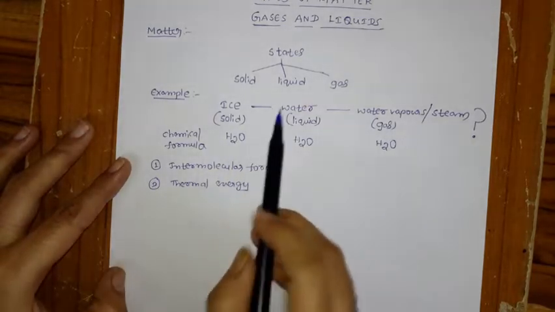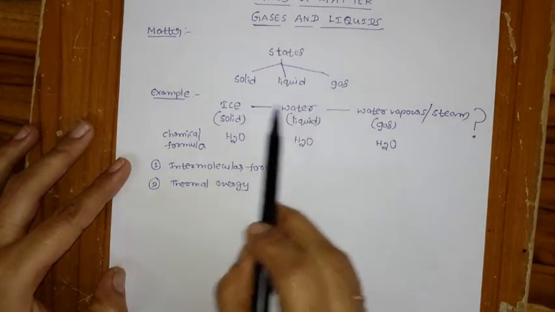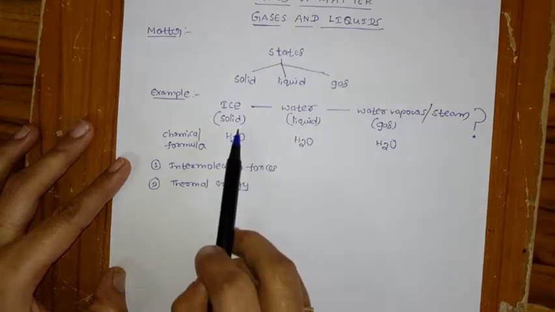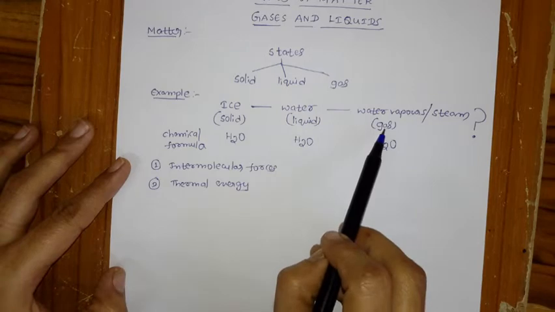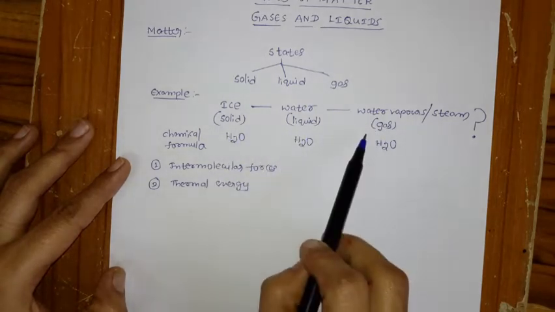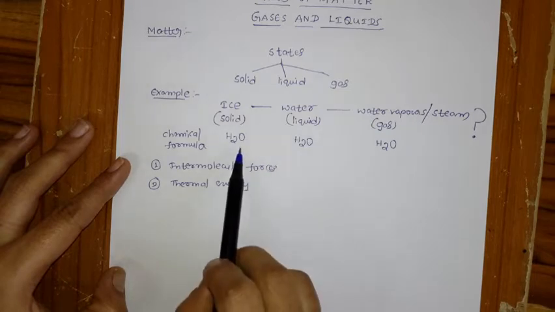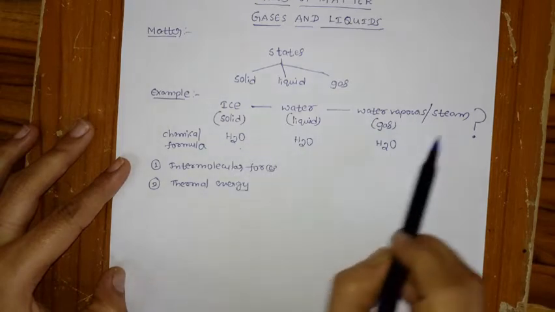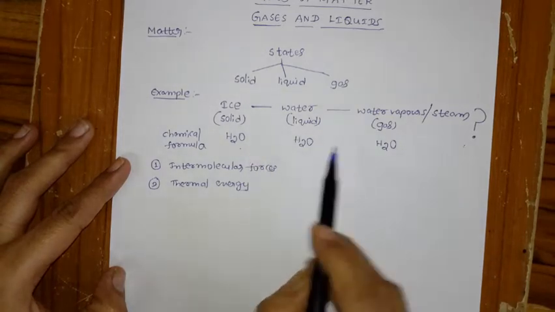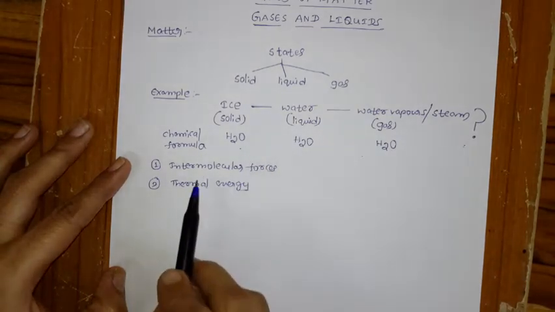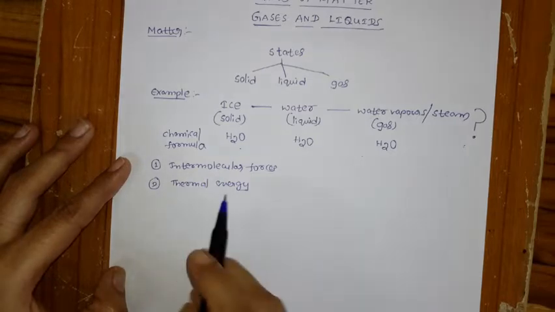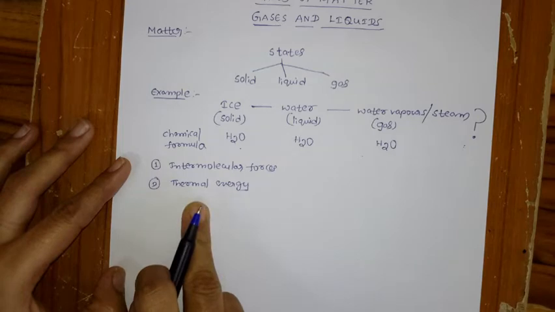So here we are discussing the three states of matter: solid, liquid, gas. If we take the particular example of ice, water, and water vapors, even though the three states are different, the chemical formula is H2O. The reason behind the existence of these three physical states is intermolecular forces and thermal energy. Now let us discuss how many types of intermolecular forces there are.